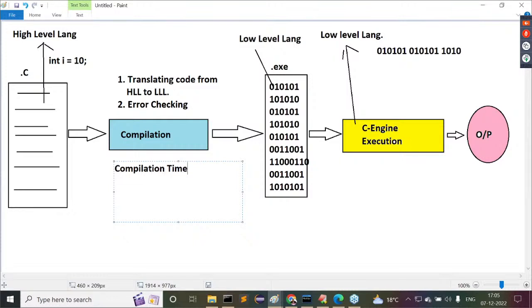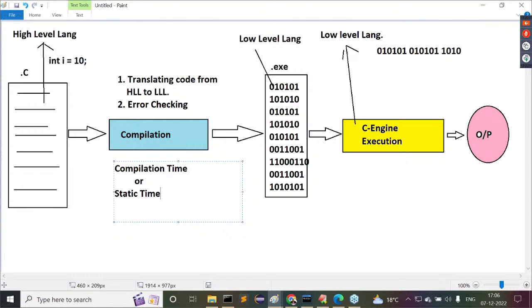The time when we perform compilation is called what? Compilation time. Compilation time can also be called what? Static time. Yes, all of you are getting clarity? What exactly is the purpose of compilation? Two purposes. One is translating our program from high level language to low level language. What is the purpose of translation?